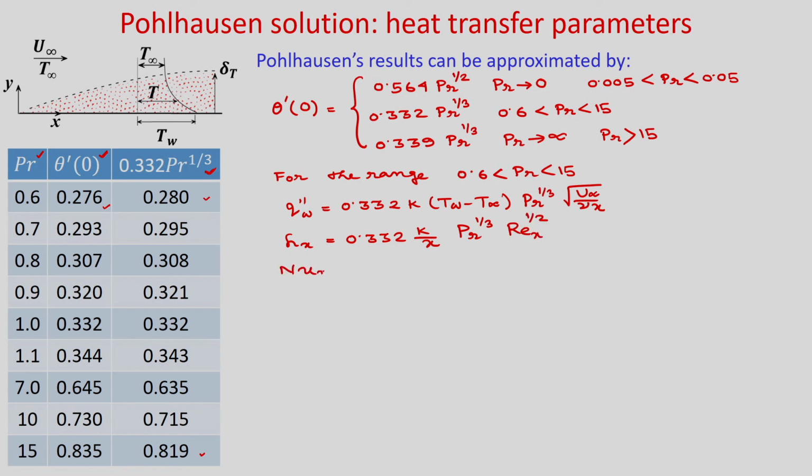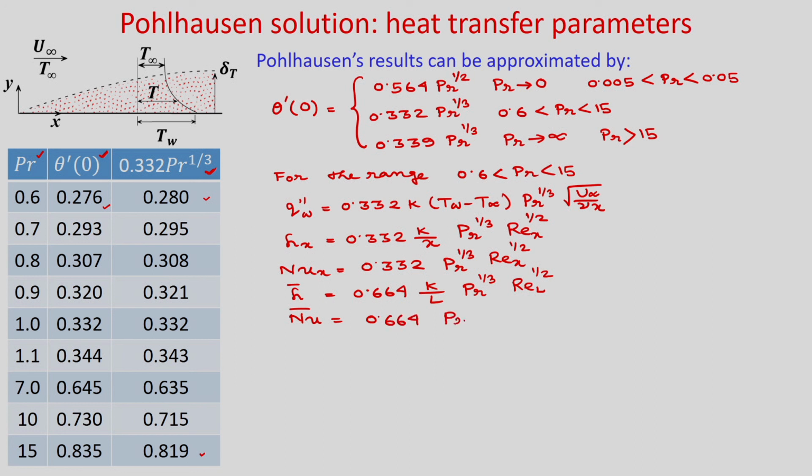So, the local Nusselt number you can write as 0.332 Prandtl number to the power 1 by 3 Re x to the power half, and the average heat transfer coefficient will be twice of h x at x equal to L. So, it will be 0.664 k by L Prandtl number to the power 1 by 3 Re L to the power half, and the average Nusselt number will be 0.664 Prandtl number to the power 1 by 3 Re L to the power half.